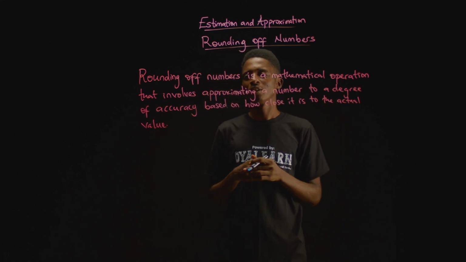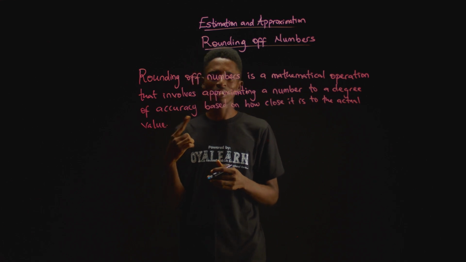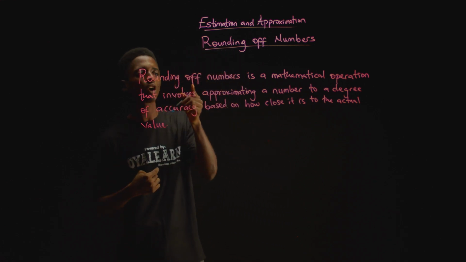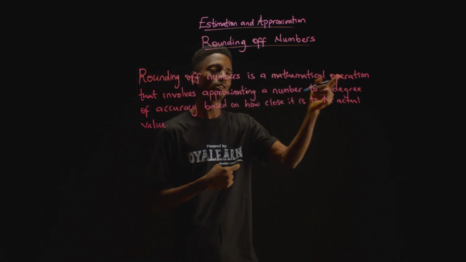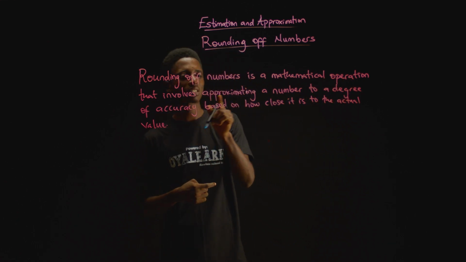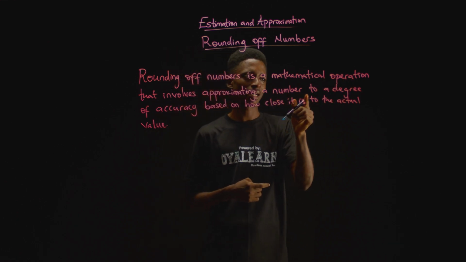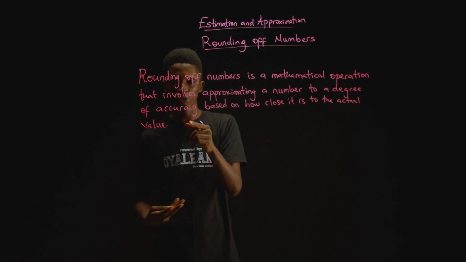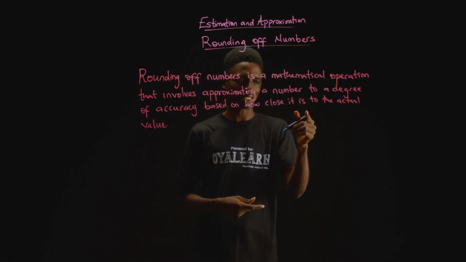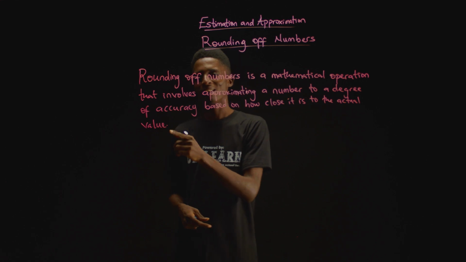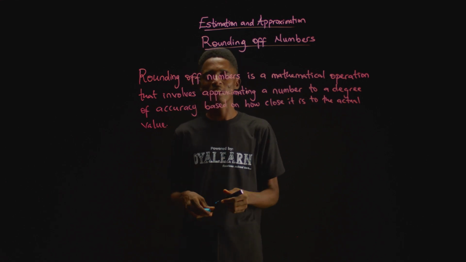So let's look at the definition of rounding off numbers once again so that you get it. So we say rounding off numbers is a mathematical operation that involves approximating a number to a degree of accuracy based on how close it is to the actual value. And that's the meaning of rounding off numbers.